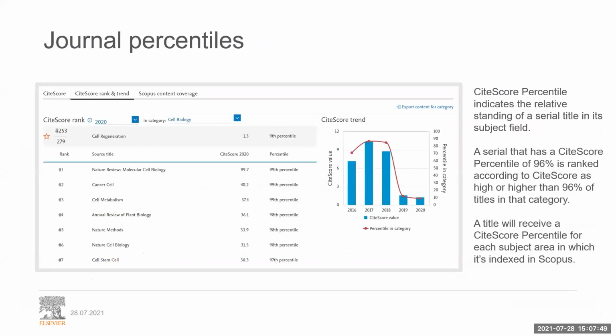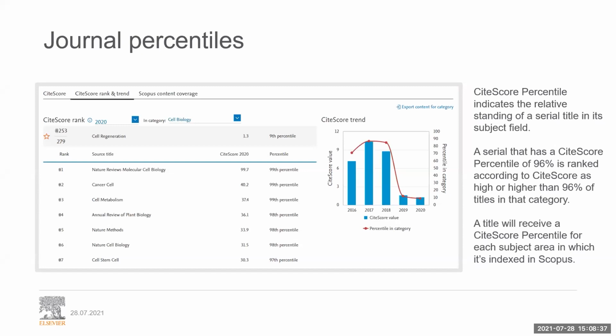And then there are derivatives, of course, of CiteScore, like the CiteScore percentiles. You also get percentiles for the impact factor. These ultimately help you differentiate between journals in the same field. CiteScore percentiles indicate the relative standing of a serial in its field. In this case, we have the same journal here, Cell Generation, and it's in the 99th percentile, which means it's in the top 1% of journals in that field. The title will receive a CiteScore percentile for each subject area in which it is indexed.